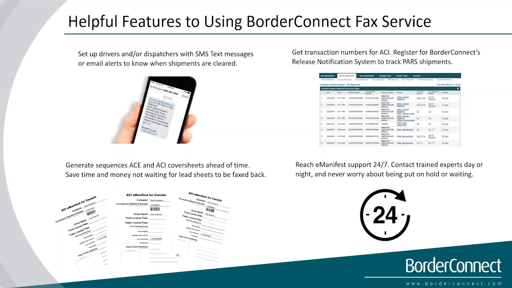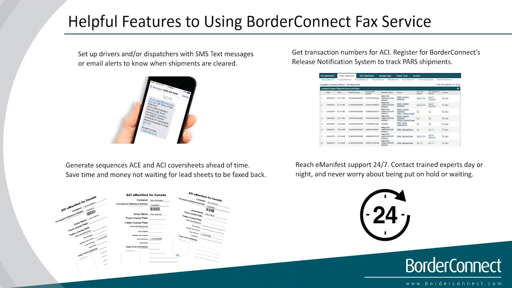You can get transaction numbers for ACI. As I mentioned in the previous slide, ACI does not provide transaction numbers for shipments. So you're kind of blind in that aspect. But if you register for BorderConnect's release notification system to track your parcel shipments, you will have an added element of visibility at no extra cost. And your drivers can be set up for text messages and your dispatchers for email notifications for Canadian-bound shipments.